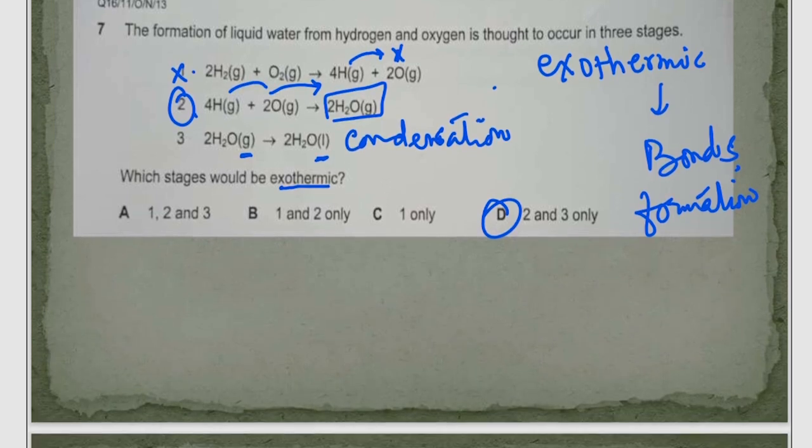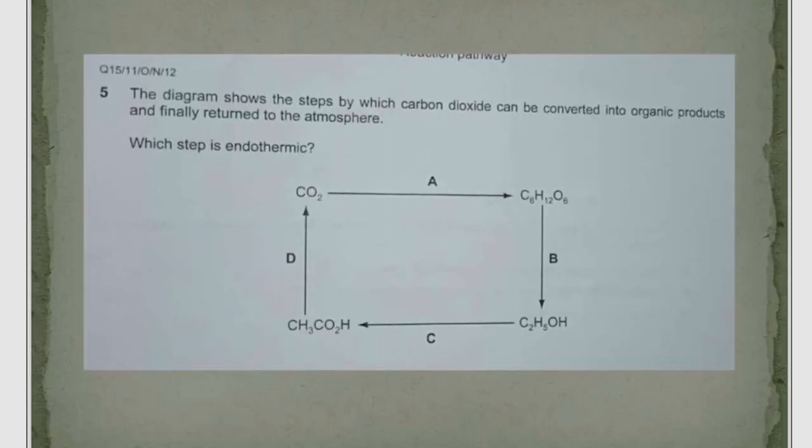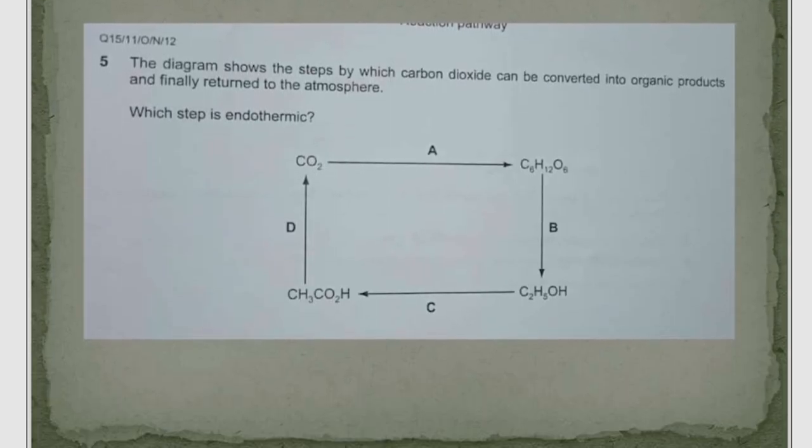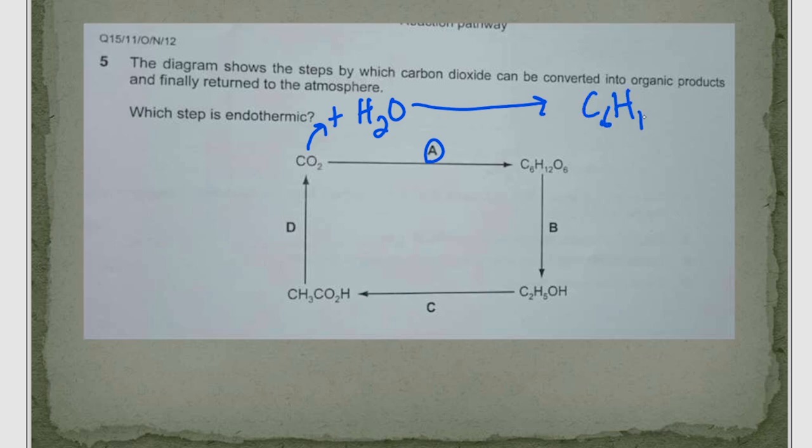Now look at the next question. The diagram shows the steps by which carbon dioxide gas can be converted into organic products and finally returned to the atmosphere. Which step is endothermic? Very obviously option A. This option A shows carbon dioxide gas reacting with water to produce a glucose molecule. That is basically the endothermic reaction.